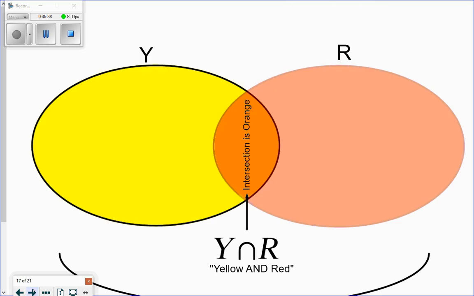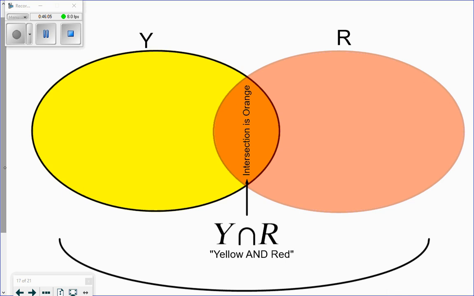Visually, I did copy this page out for you, just so you have a little color in your book. So here you go, you can pass those out. Just visually speaking, yellow things, red things, orange is the intersect.